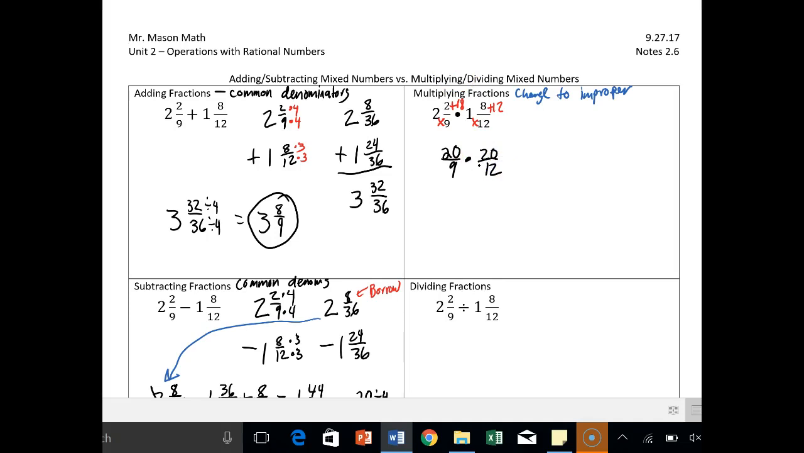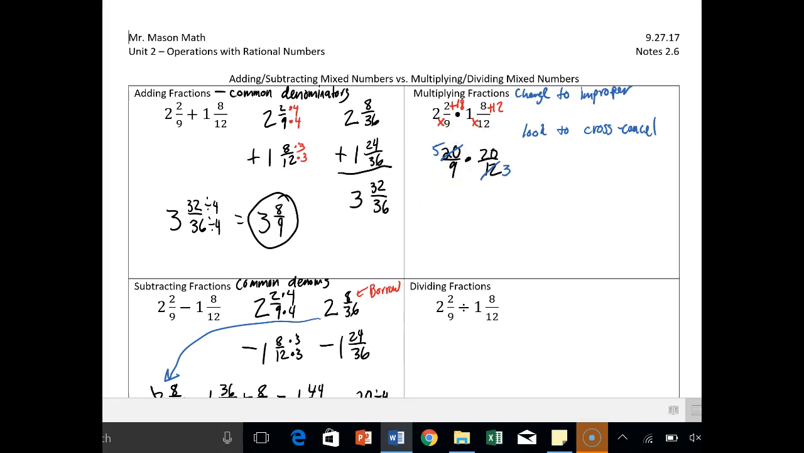Now you don't need common denominators. You don't need to flip anything when we're multiplying. What I would recommend is looking to cross cancel. So look to cross cancel. Because if you multiply these, you're going to get a fraction that's huge, and it's going to be difficult to simplify. So 20 and 12, you can actually both divide them by 4. So this becomes a 5, and this becomes a 3. And then 20 and 9, yeah, you can't actually divide those by anything.